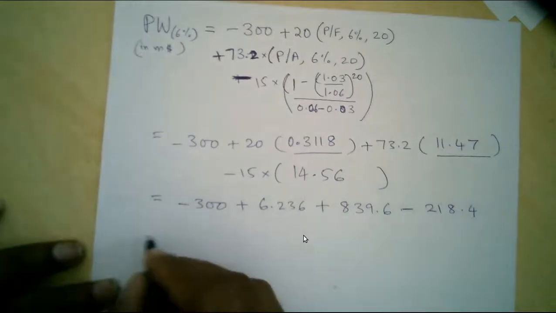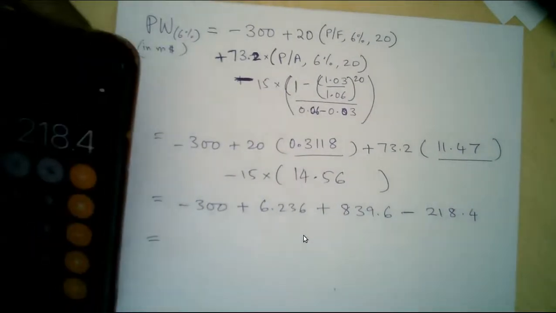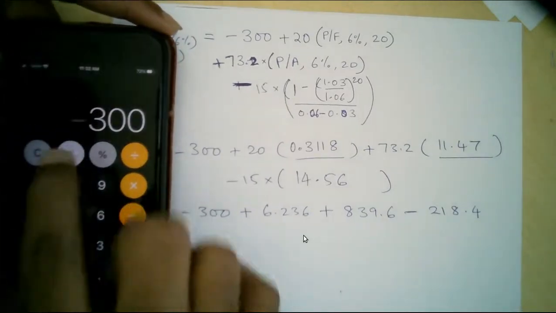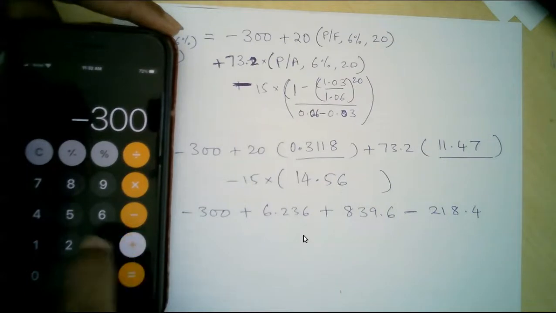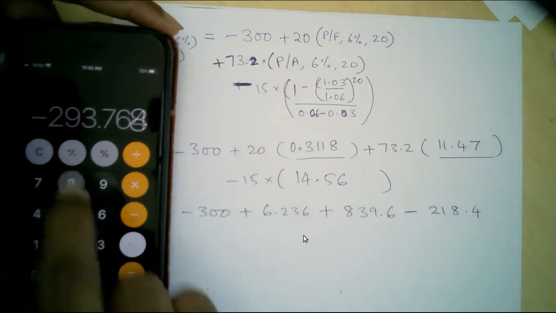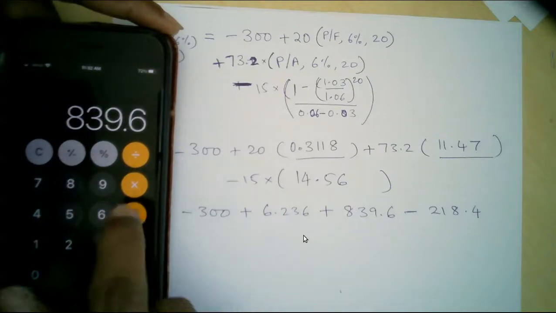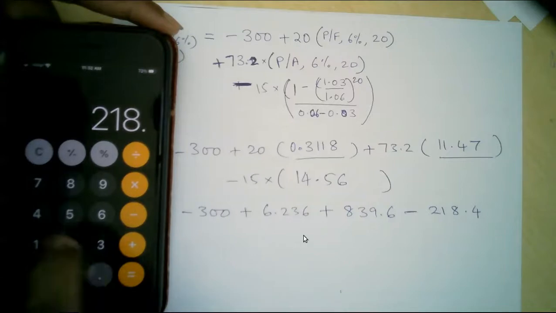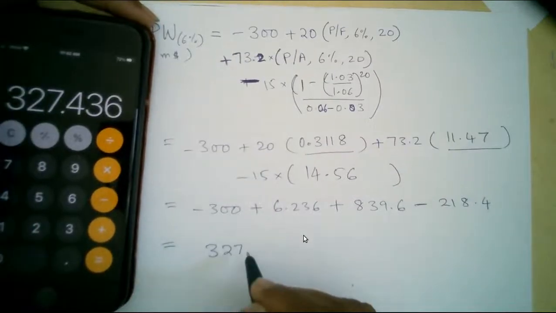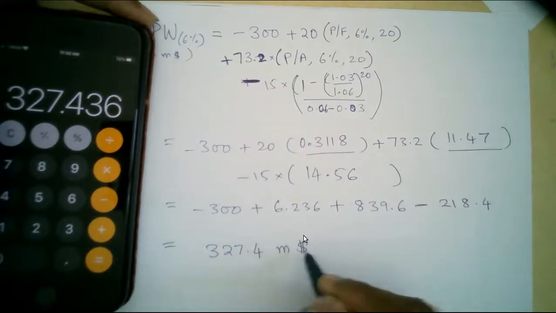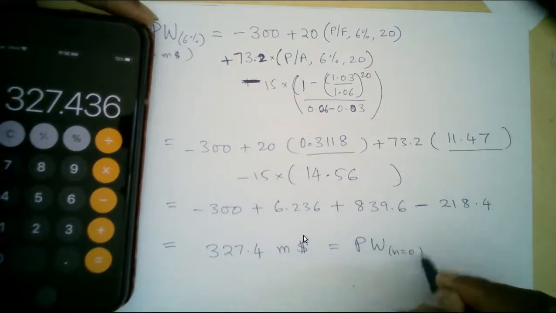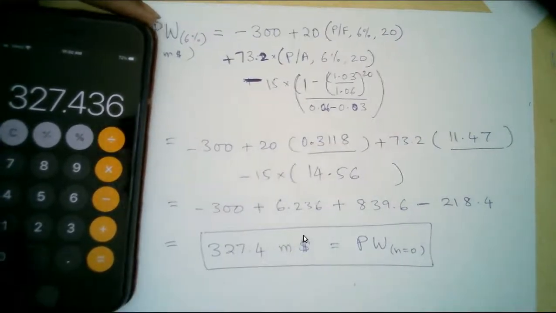Now I got this. So again, I do this calculation: 300 with a minus sign, plus 6.236, plus 839.6, minus 218.4. So I'm getting $327.4 million as the present worth, at n equal to 0, the first year. That is the present worth of this project.